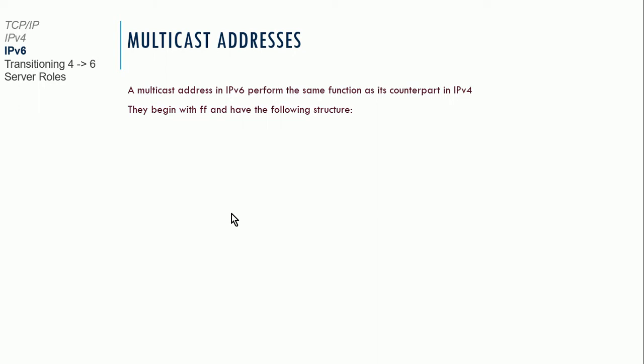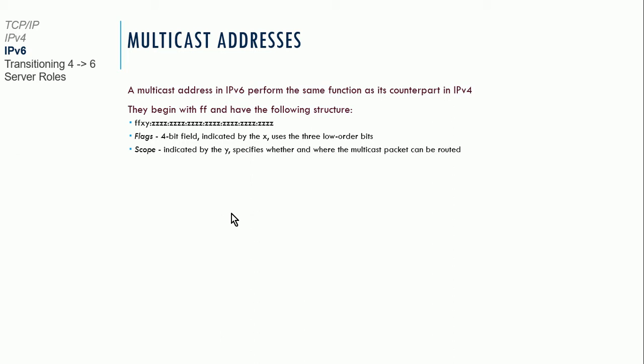A multicast address in IPv6 is the same as multicasting in IPv4. They typically begin with FF, and they have a structure that looks like this. So FF tells you that it's a multicast address. The next character is a 4-bit field, which here is shown as the X. And then the scope is indicated with a Y. It specifies whether and where the multicast packet can be routed. And then the group ID is represented by the Z characters. So you would have a group ID for the multicast address.